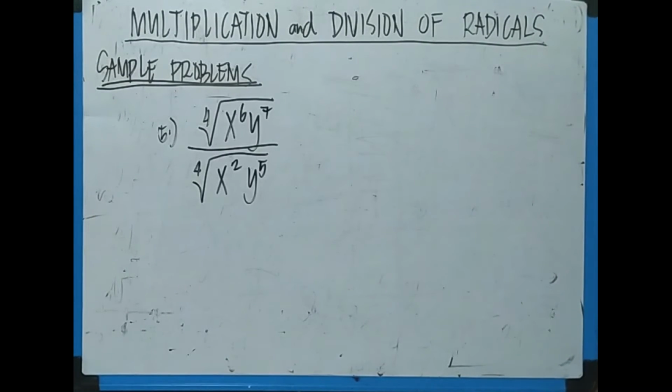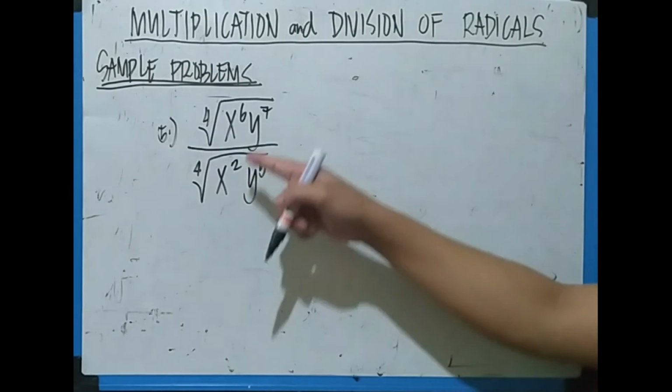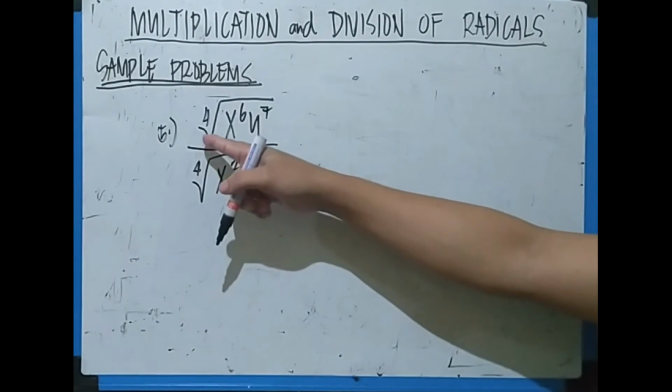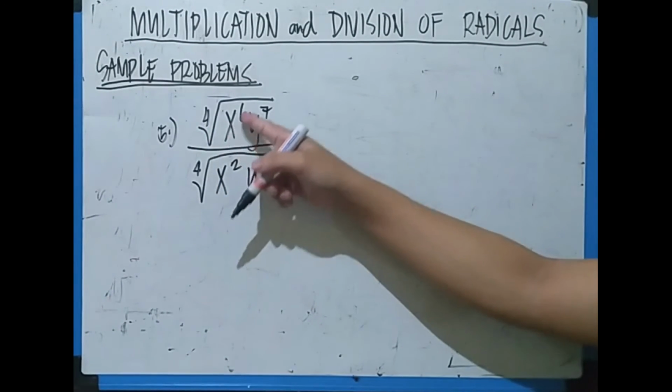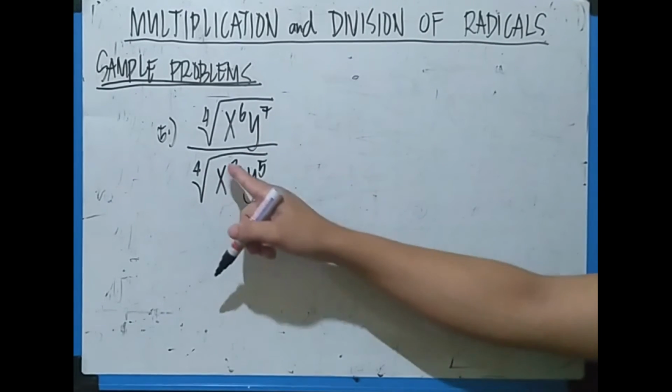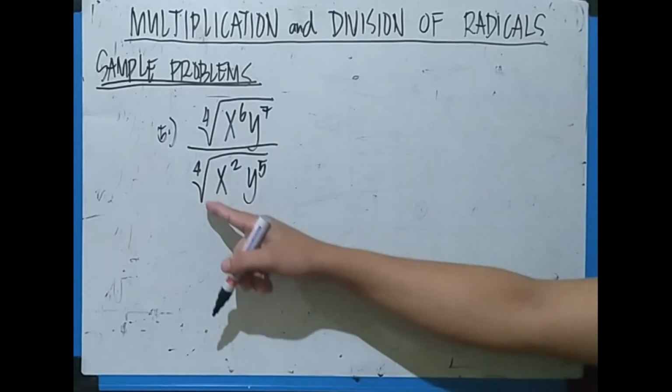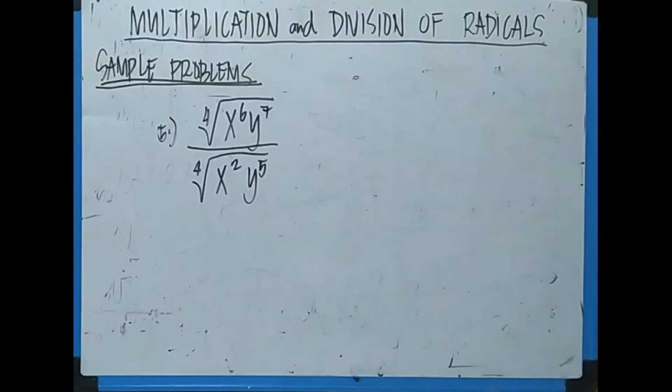Okay, for example number 5, we have a division here. The 4th root of x raised to 6 y raised to 7, divided by the 4th root of x squared y raised to 5.